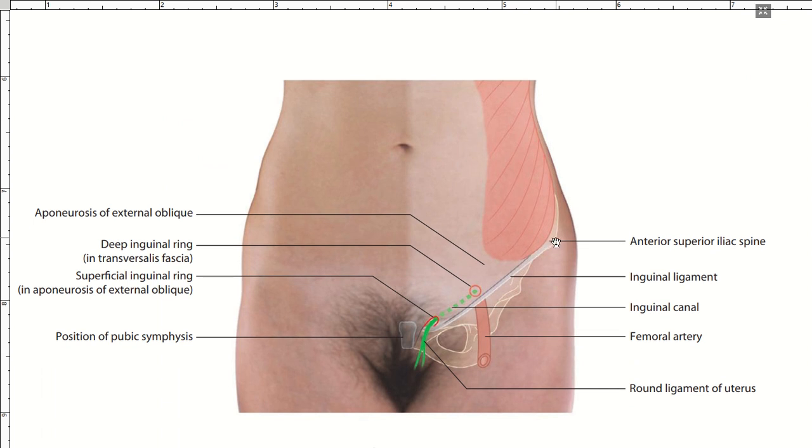Right here, this is your inguinal ligament, and your deep inguinal ring is 1.3 centimeters above the mid-inguinal point. This is your superficial inguinal ring, triangular, above and medial to the pubic tubercle. In the female, you're going to have the round ligament of the uterus, not the spermatic cord. That's the main thing. You understand? Good.